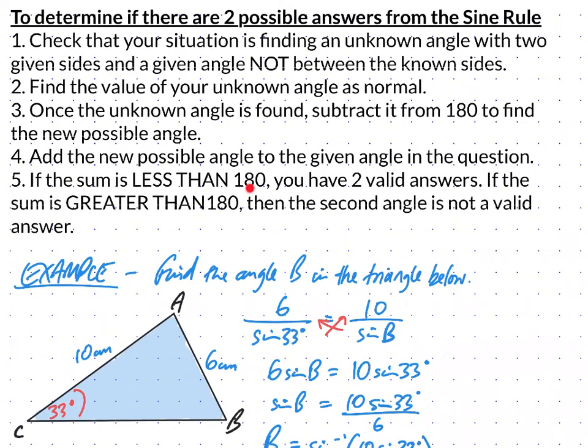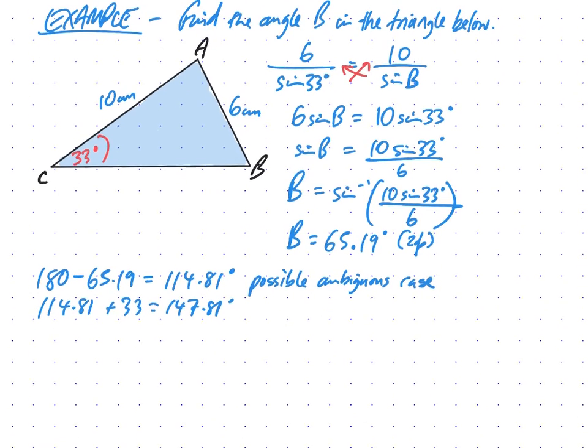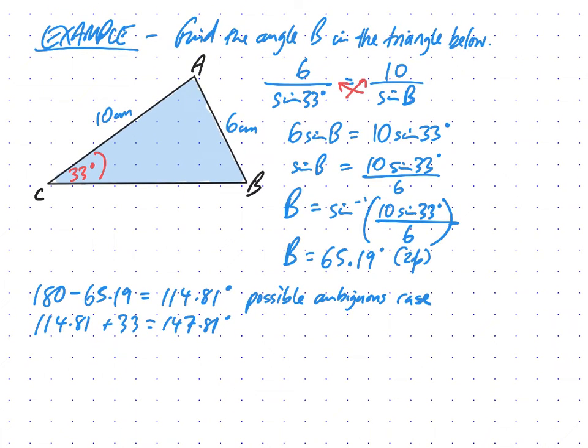If the sum is less than 180, you have two valid answers. If the sum is greater than 180, then the second angle is not a valid answer. So we have two possible answers here. So B is either 65.19 degrees or the possible ambiguous case of 114.81 degrees.